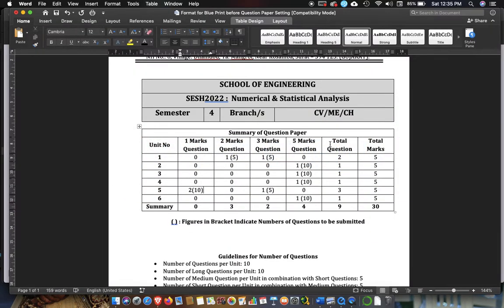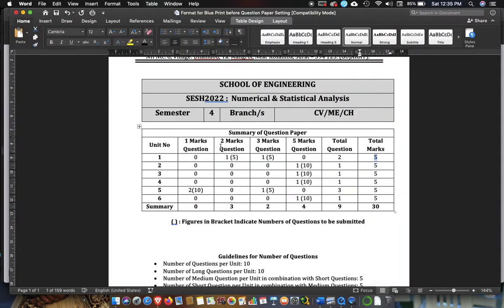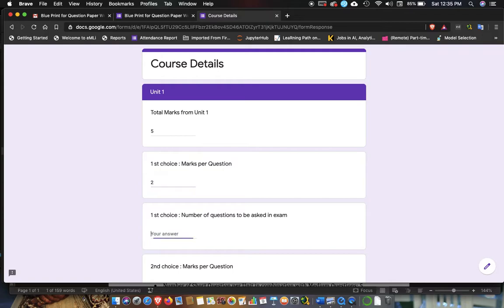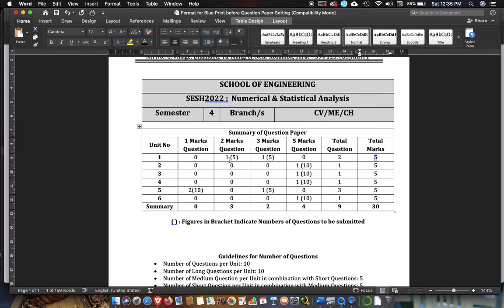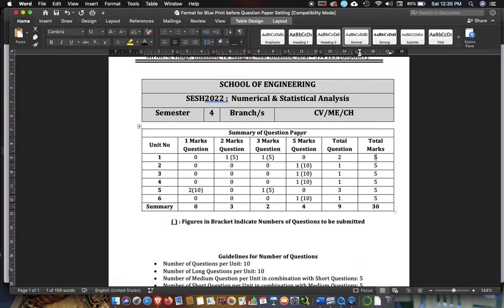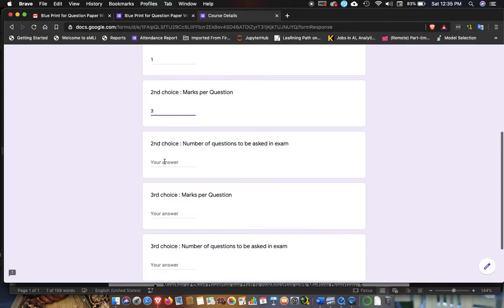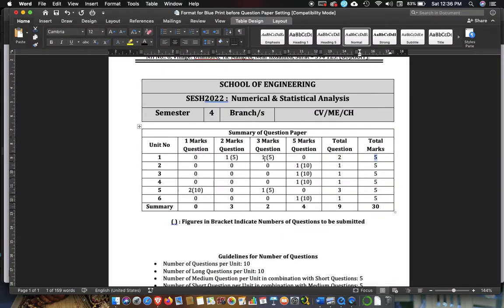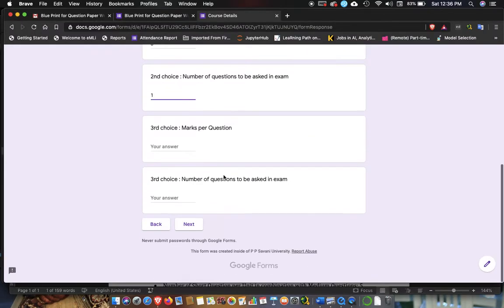Total marks from unit 1, from this blueprint, is 5. First choice, marks per question, is 2. First choice, number of questions to be asked in the exam: for 2 marks I am going to ask only one question, so here I will write 1. Second choice, marks per question, is 3. Number of questions to be asked in the exam is 1, so here I will write 1. I have not made a third choice, so I will keep it blank. Now click on next.